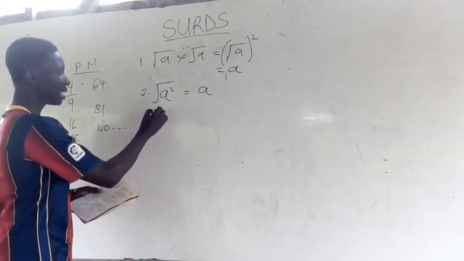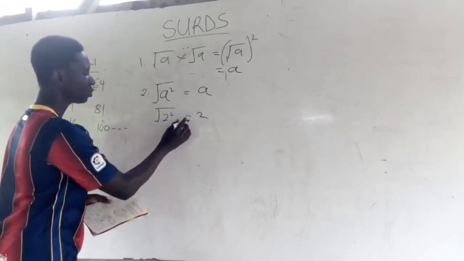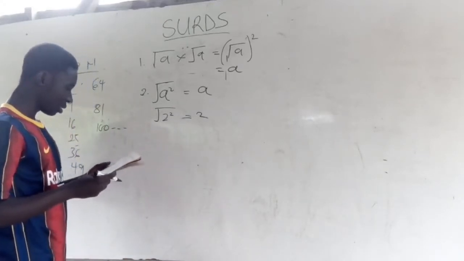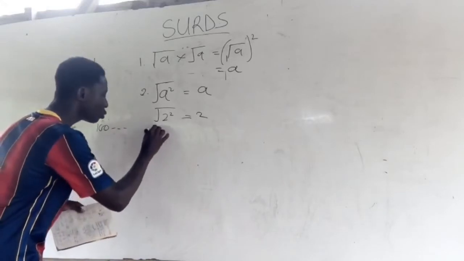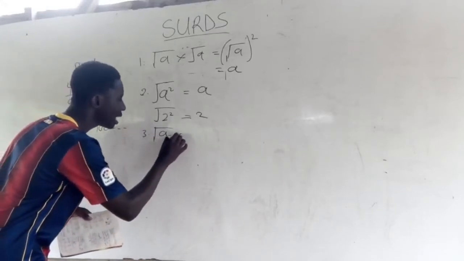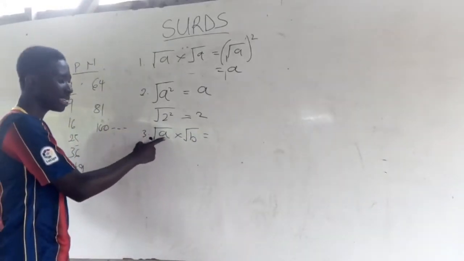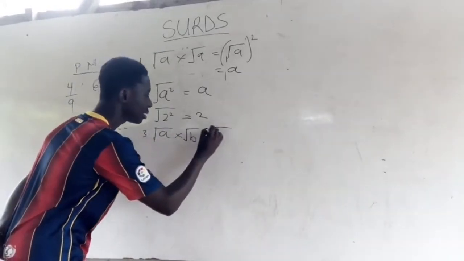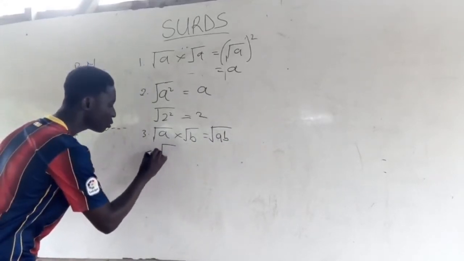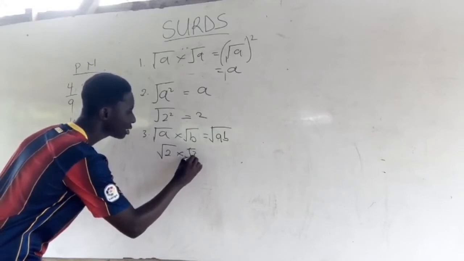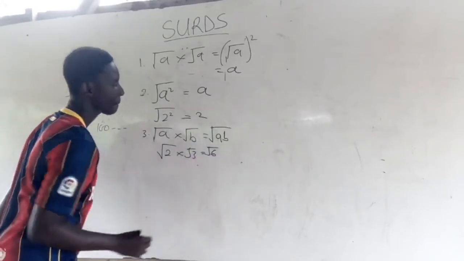So when we're having something like root 2 squared, I'm going to get 2. 3, root a times root b is going to give us, this one we are going to multiply a by b, so root ab. So for instance, when we are having root 2 times root 3, we are going to get 2 times 3 is 6, so root 6.